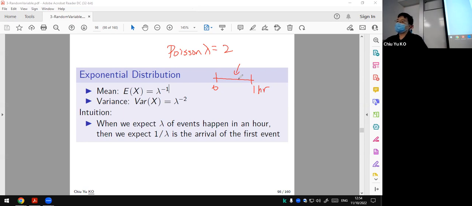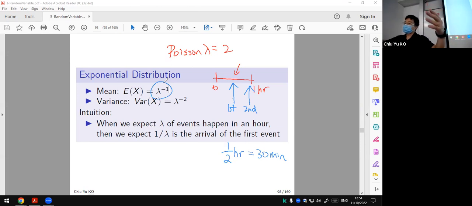So that means the first event, you expect it will come out in 30 minutes, and then the second event comes out. So that's why it means 1/2 an hour, which is 30 minutes. So the first event comes out at 30 minutes, exactly 1 over lambda. That is what it means by 1 over lambda. Because if 2 events come out in an hour, the first event comes out at 30 minutes. Every 30 minutes you have an event.